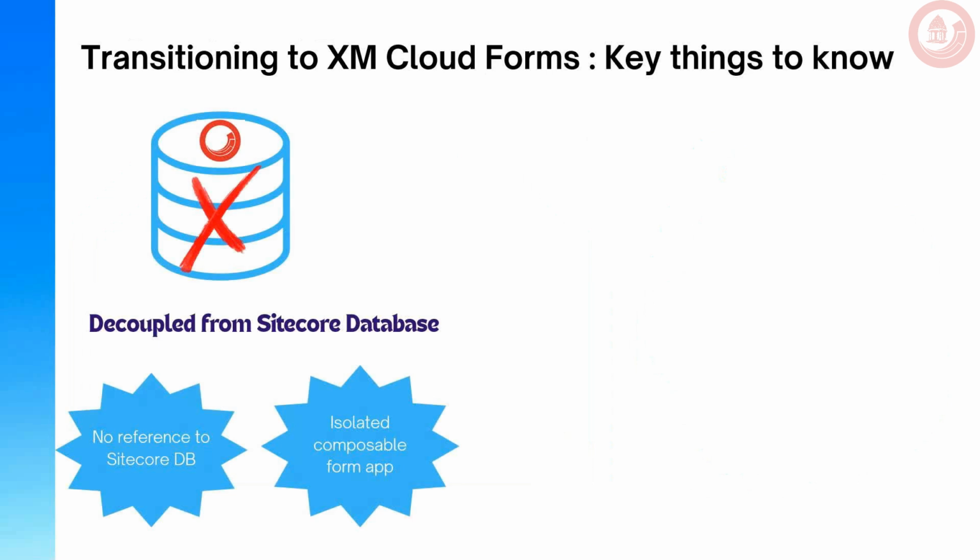When I say completely decoupled, it means you just can't refer to your content tree. If you have a drop-down field in your forms, you can't refer to your Sitecore data folder. Neither could you refer to your media library and grab an image from there. Basically, you can't refer to anything from your existing content tree. And this makes complete sense, because as I have been saying a couple of times, it is composable. If it is a composable app, it is an entity on its own.